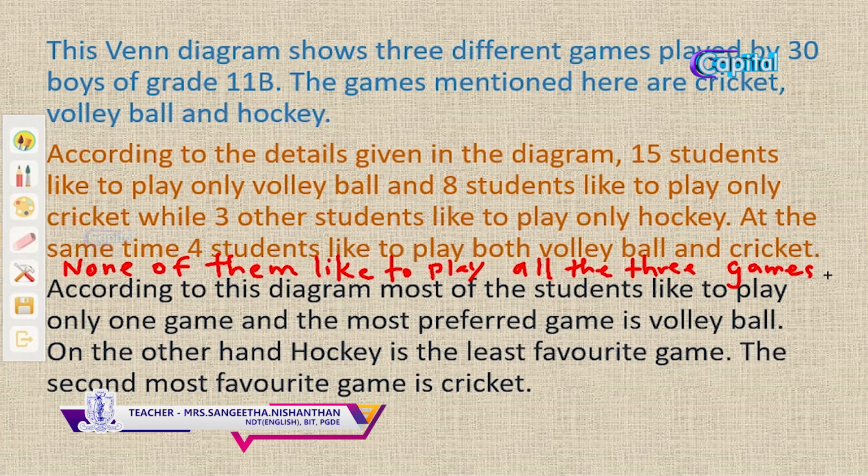According to this diagram, most of the students like to play only one game, and the most preferred game is volleyball. Most of the students like to play only one game, whether volleyball or cricket or hockey. Only 4 students like to play both games. On the other hand, hockey is the least favorite game. The second most favorite game is cricket. This is what we can get from the Venn diagram.